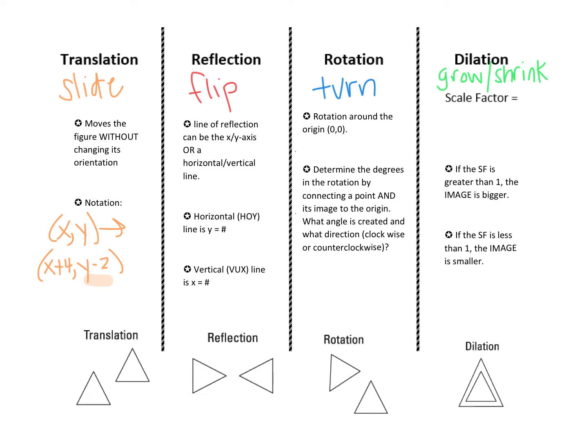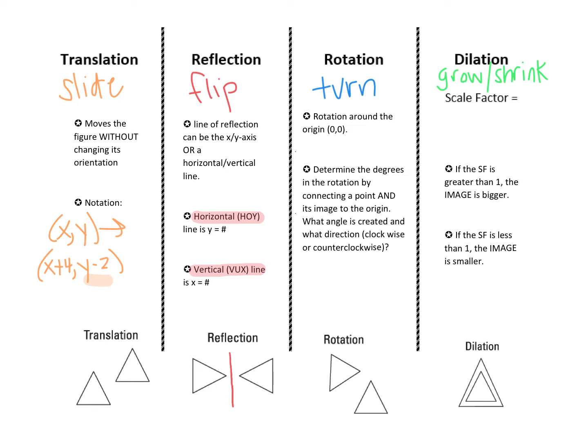Now, a flip is basically a reflection. The reflection can be over a horizontal or vertical line or the x or y axis. And just as a reminder, a horizontal line, also known as an H line, is y equals some number, and a vertical line, a V line, would be x equals that number. So again, down here, you can see I have this triangle. The line of reflection would be between the two of them.